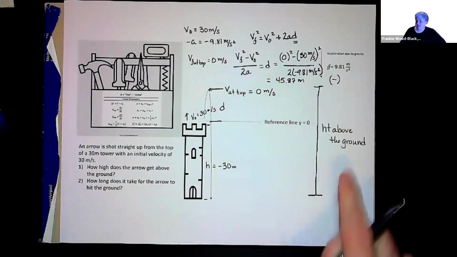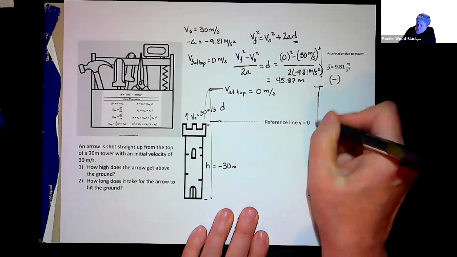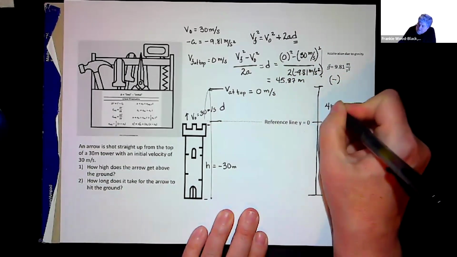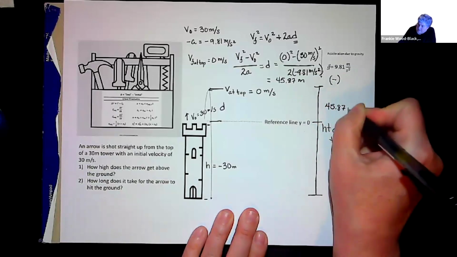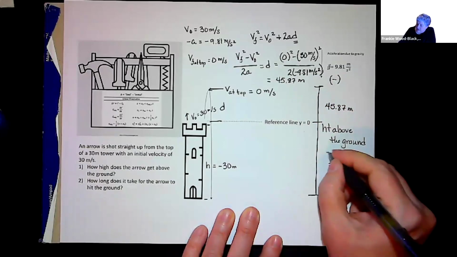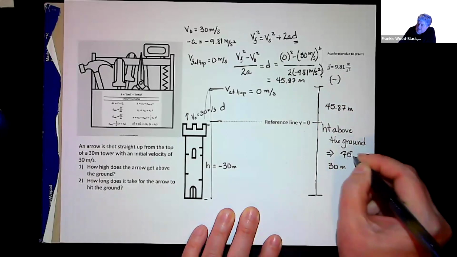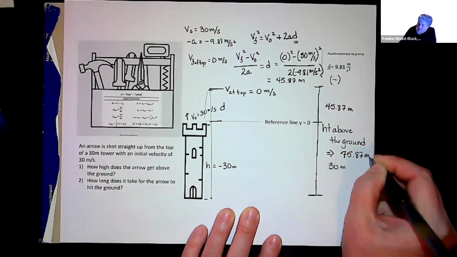But guess what? The question was asking me the height above the ground. So this is 45.87 meters, and this is 30 meters. So the height above the ground is going to be the addition of that. So it's going to end up being 75.87 meters.